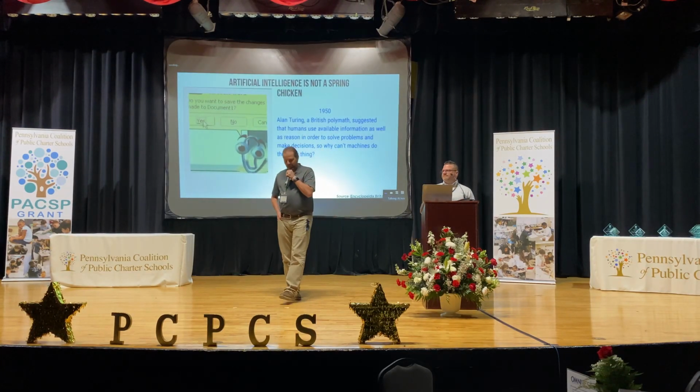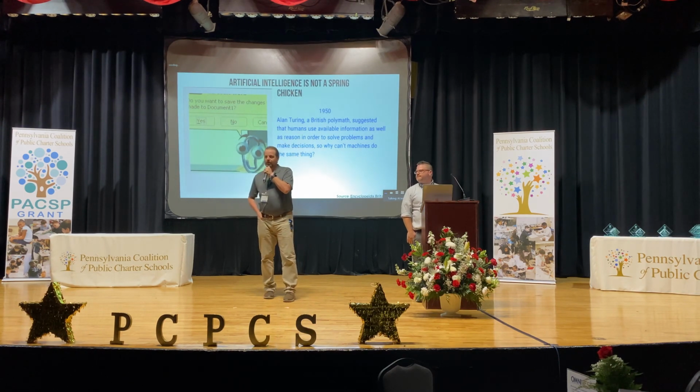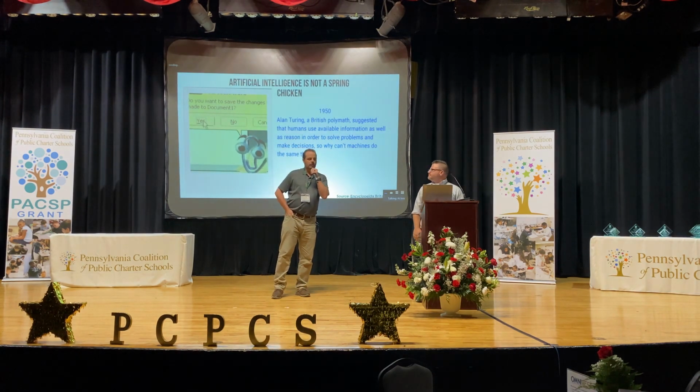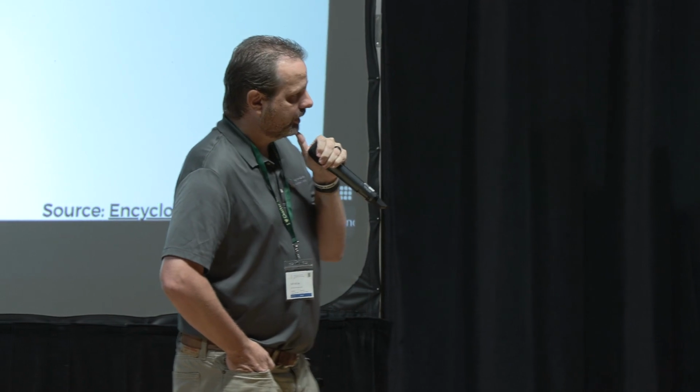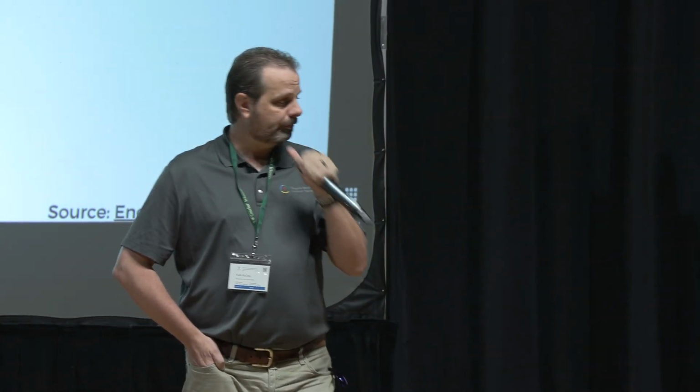We keep hearing that artificial intelligence burst onto the scene in November of 2022, and that couldn't be further from the truth. Artificial intelligence is not a spring chicken. In the 1950s, Alan Turing suggested that if humans use knowledge, logic, and reasoning to make decisions, why can't we have machines do the same?